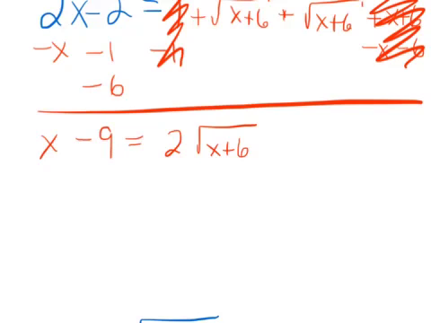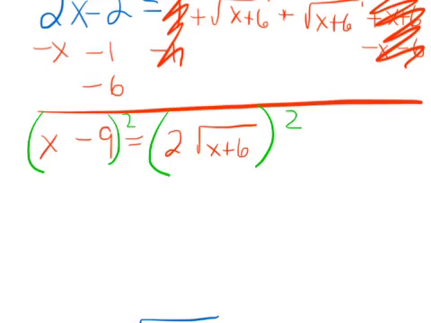Now, what did I say last time? You can divide by 2, but is it going to help you? Because then you're going to have to square it and move it back up anyway. So let's just square both sides at this point. But remember to square the 2 and to square the root x plus 6 individually. So let's square both sides. x minus 9, quantity squared.